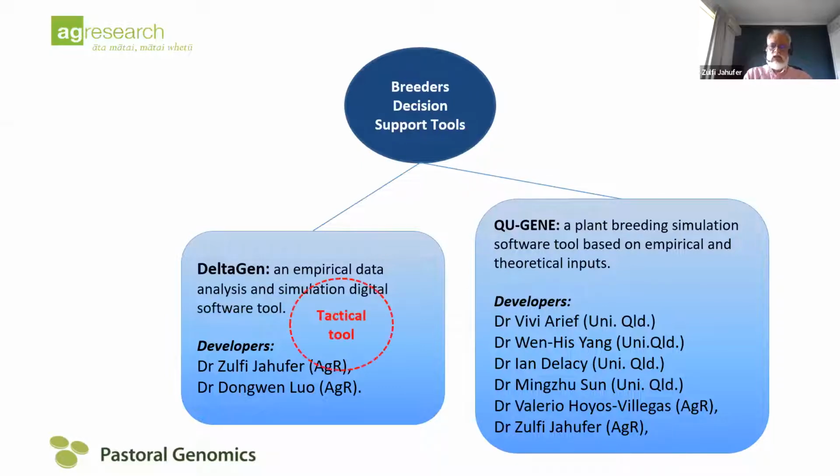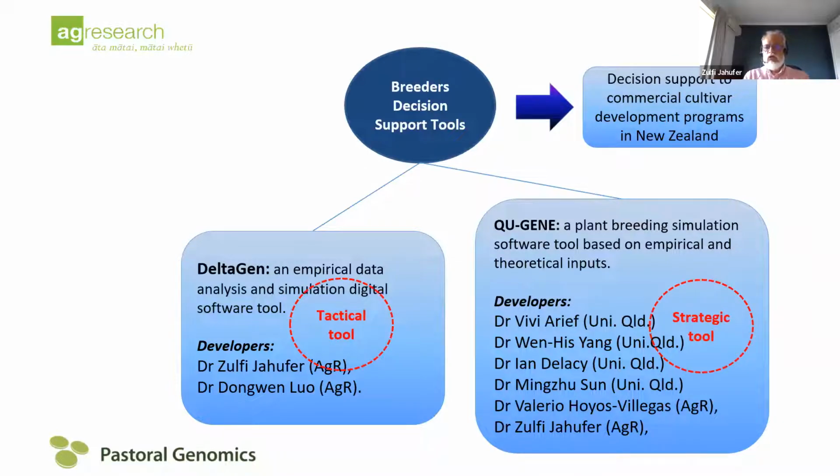So while DeltaGen is a tactical tool, QGene is a strategic tool based on stochastic simulation. And one program could provide basic information to be fed into the other. And of course, the overall objective of developing these programs was to provide decision support to plant breeders working in commercial cultivar development in New Zealand. So now it has gone further than that.